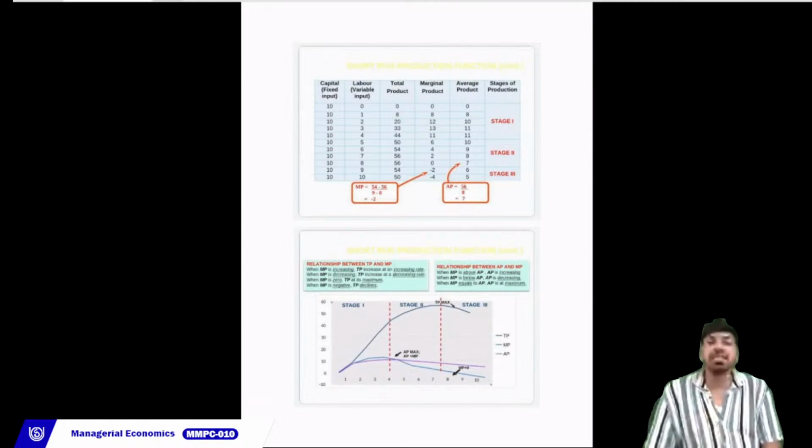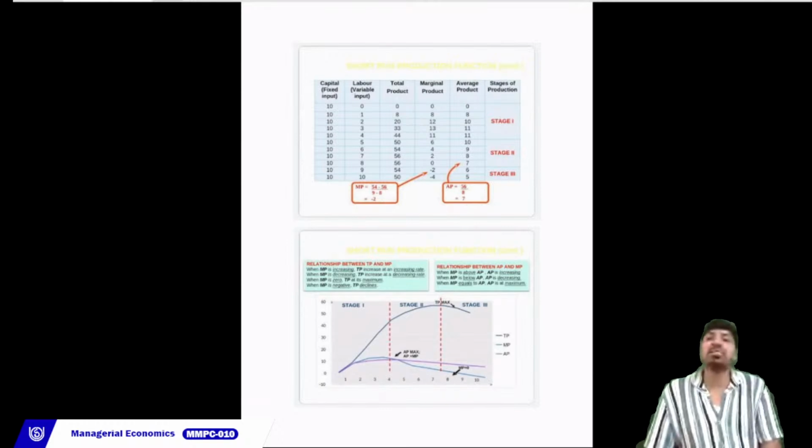56 minus 56 becomes 0. Automatically, when any division is divisible by 0, you will get 0. For 54 minus 56, that is minus 2, the difference of the total product of the initial unit and the last unit, divided by the difference of labor, that is 1. So minus 2 by 1, you will get minus 2.